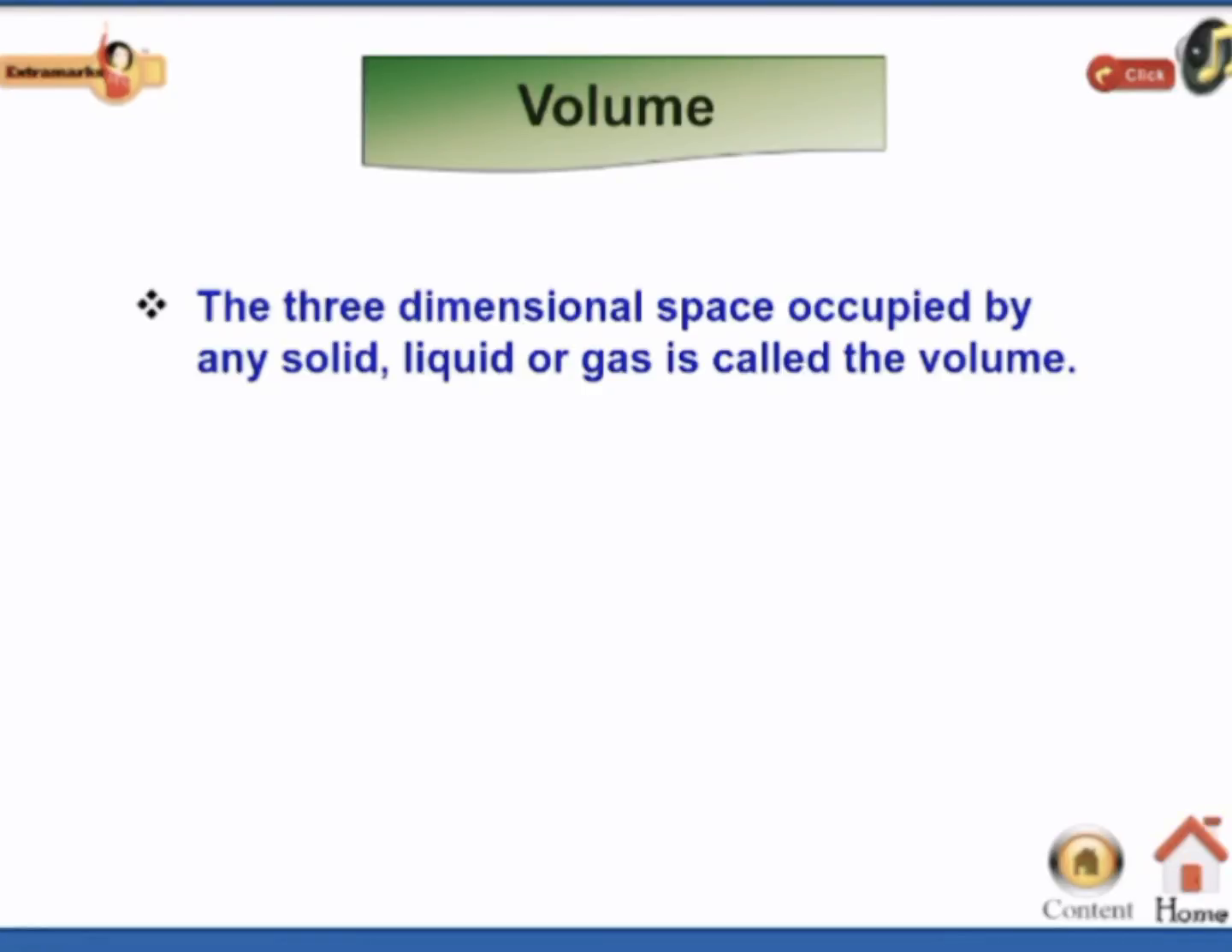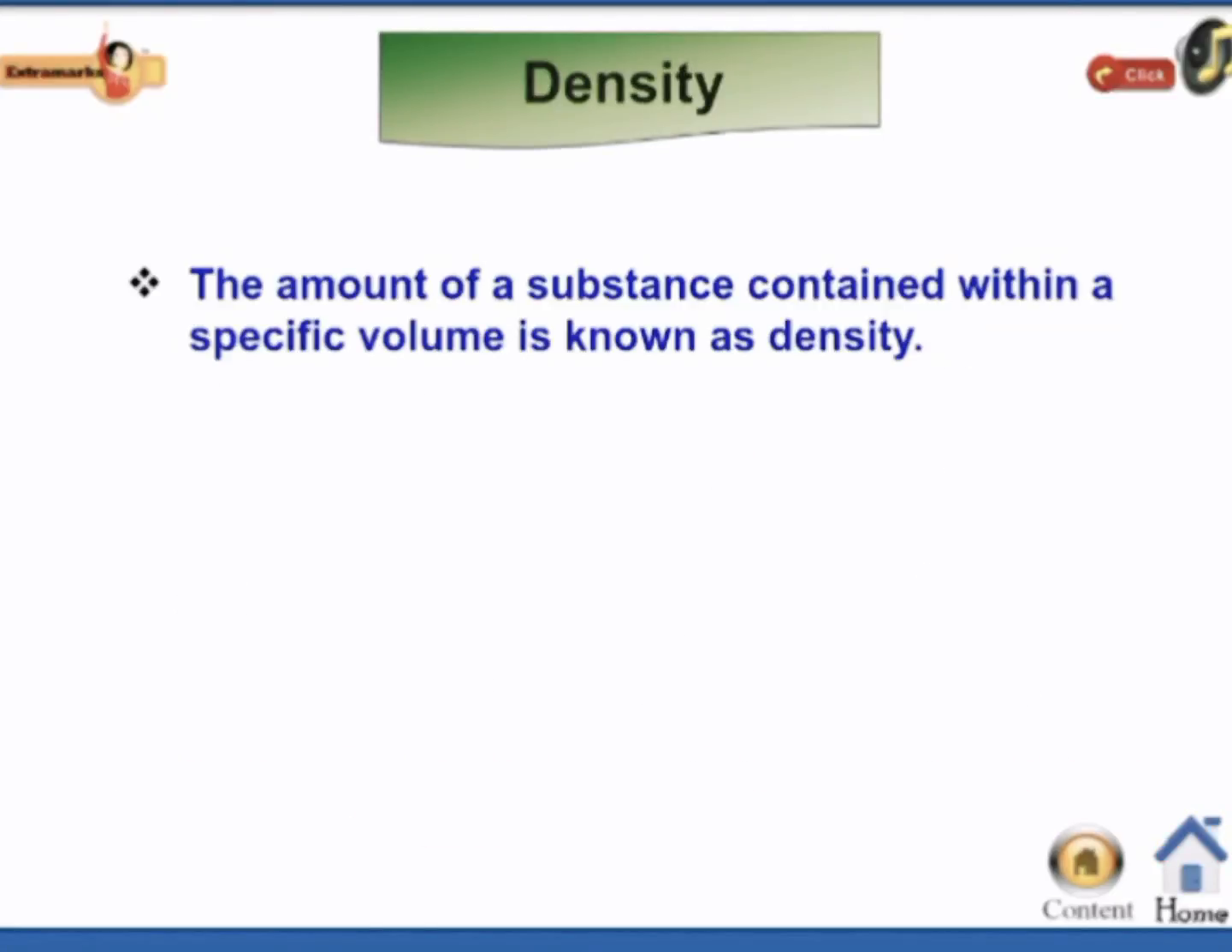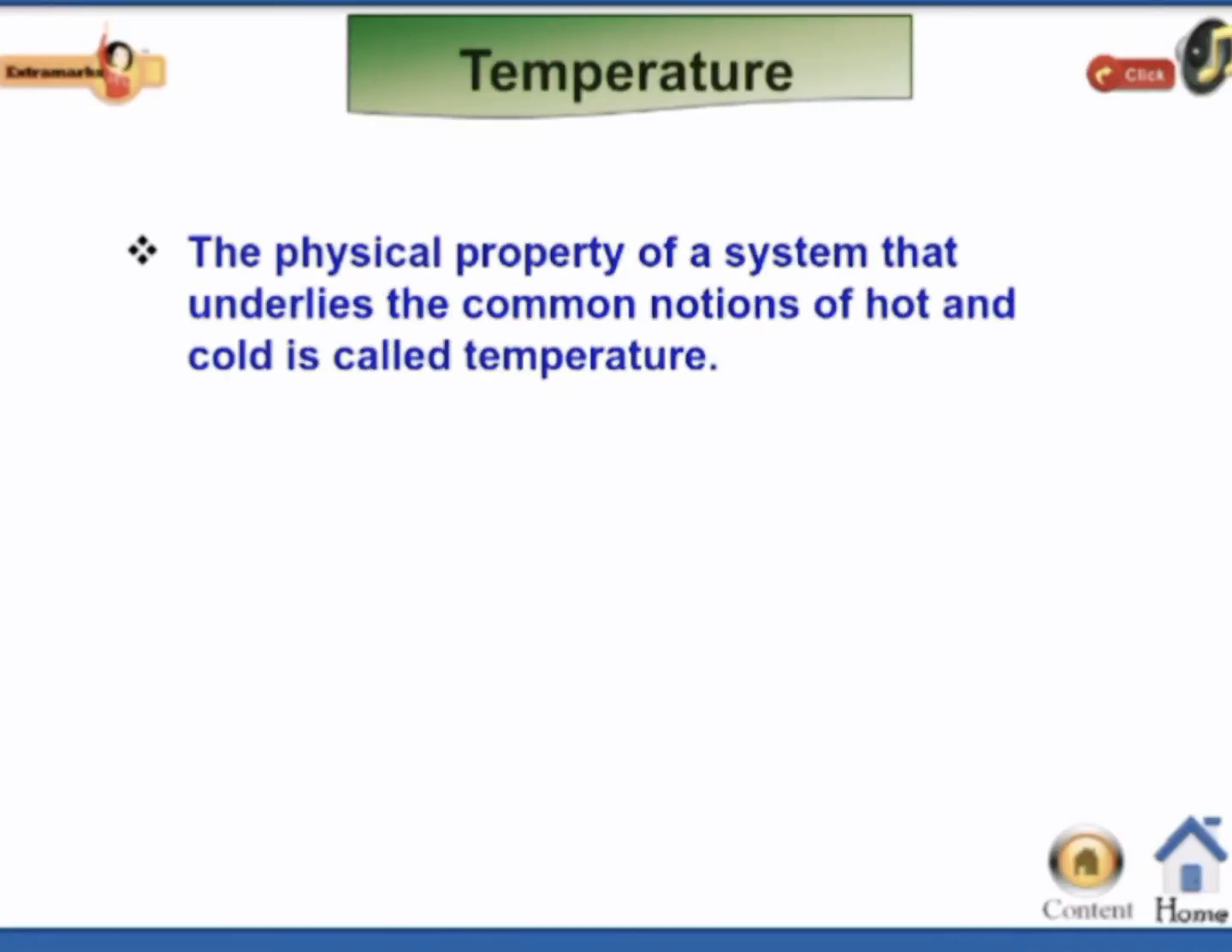The three-dimensional space occupied by any solid, liquid or gas is called the volume. It is used for measuring volume. The amount of a substance contained within a specific volume is known as density. The physical property of a system that underlies the common notions of hot and cold is called temperature.